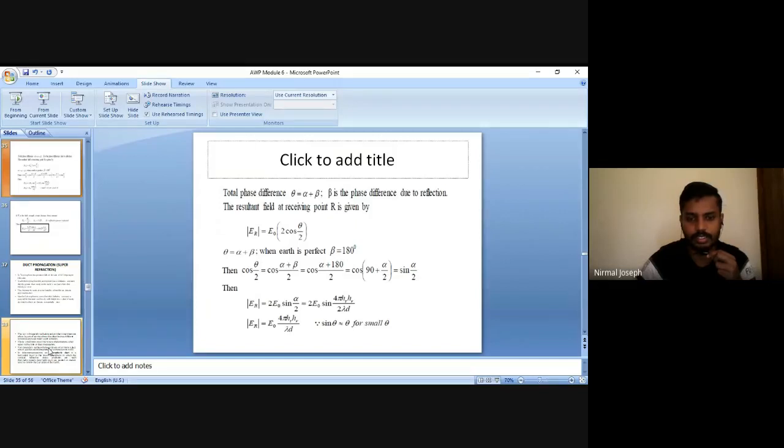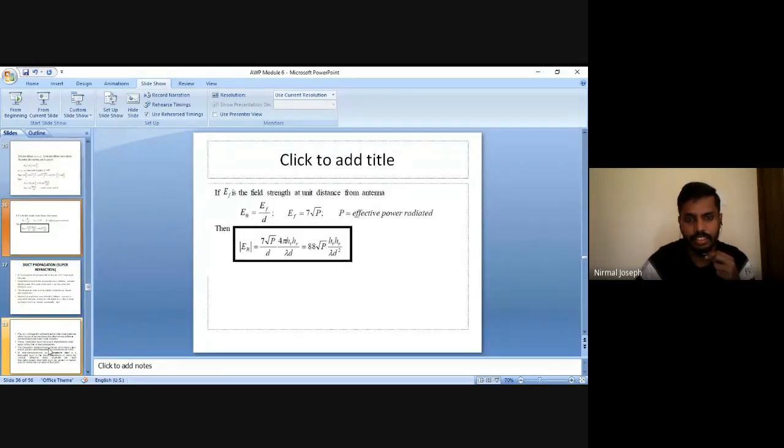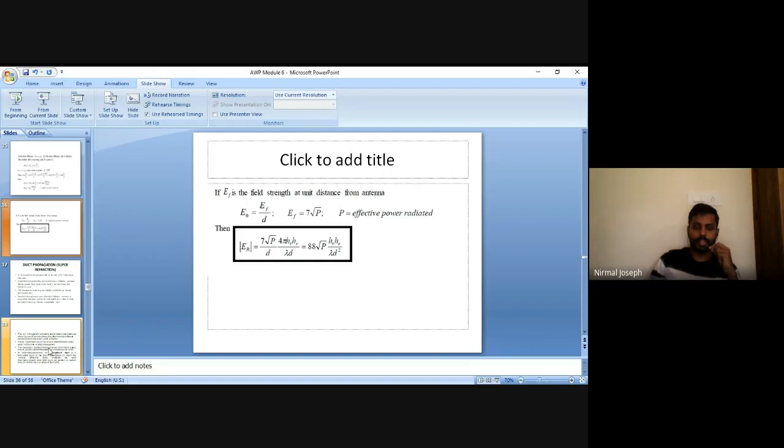E naught, substitute E naught with what? E naught is given as EF by D, where EF is the field strength at unit distance, and EF is given by 7 root P, where P is the effective power radiated. We want to rearrange this equation based on effective power. This is mainly for problem solving. If the effective power is given, we can calculate the resultant field.